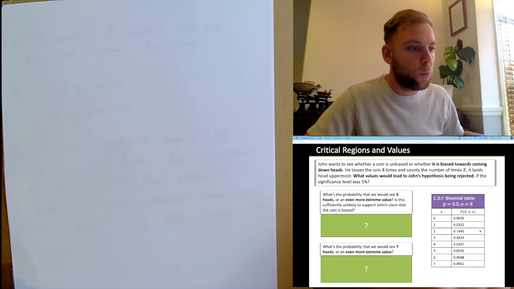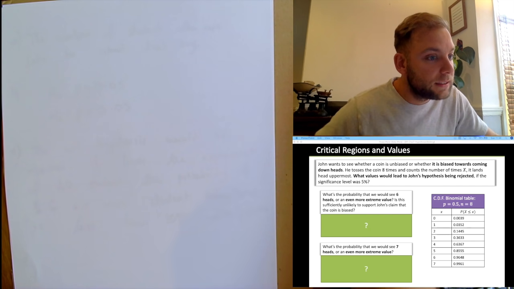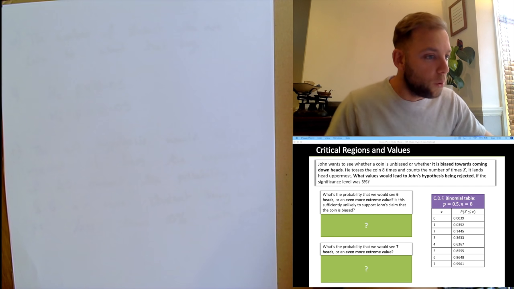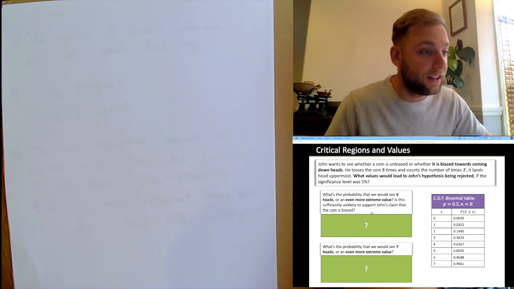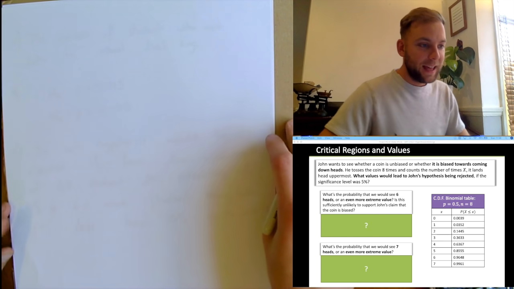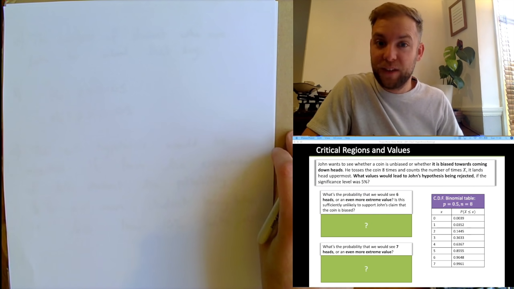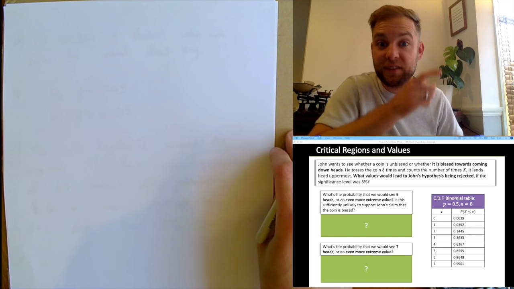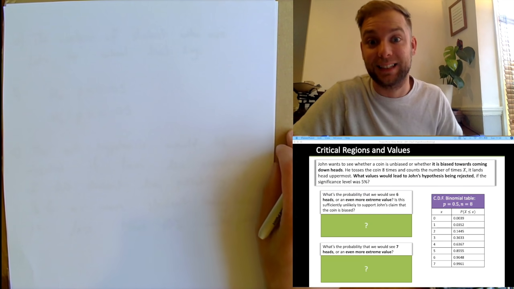So what is the probability that we would see 6 heads or even more extreme values, and is this significantly likely to support John's claim? So what he's asking here first is, is 6 heads unlikely to happen? And if it is, does it fit in line with the significance level of 5%, to say that the coin would be biased if I get 6 heads?